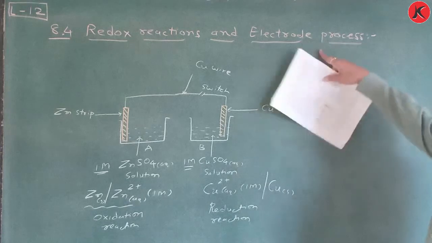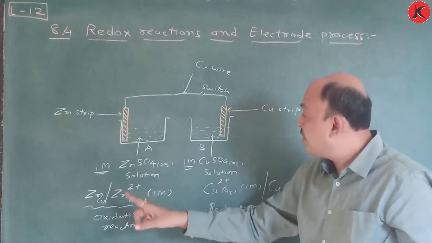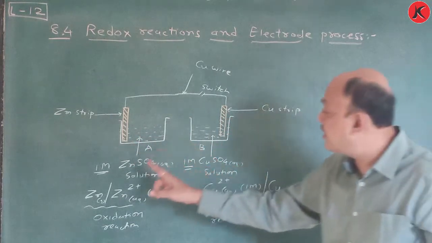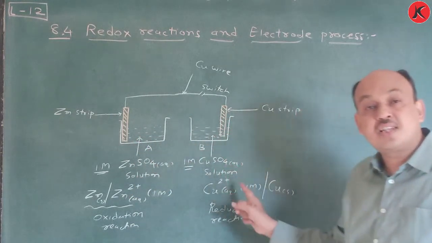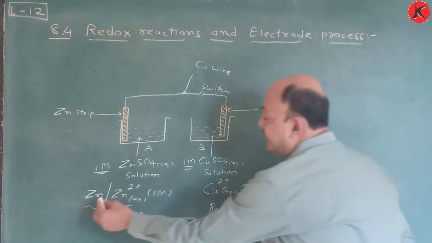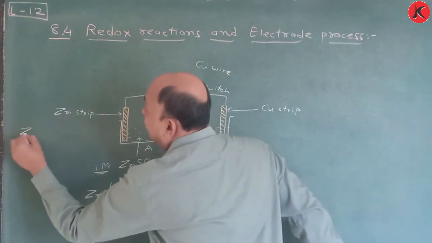Okay, and that's why the electrode process is there. This is considered as an electrode. So this is one half electrode and this is the other half electrode. This is the oxidation half electrode, this is the reduction half electrode. From that you have to identify that here Zn means the oxidation reaction, which you already learned.